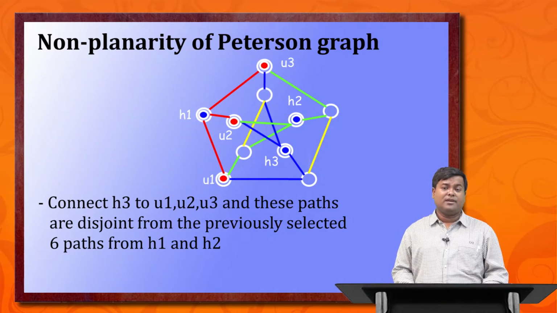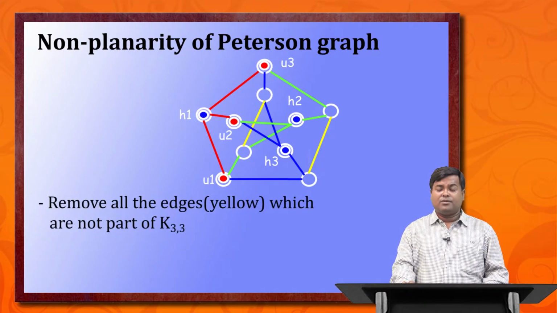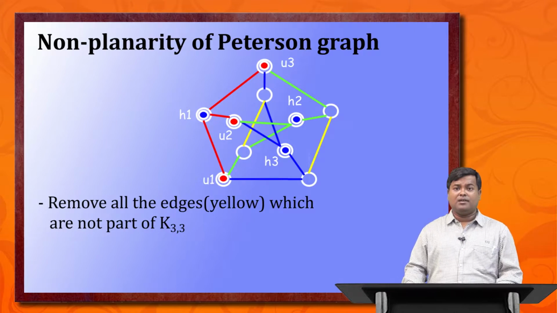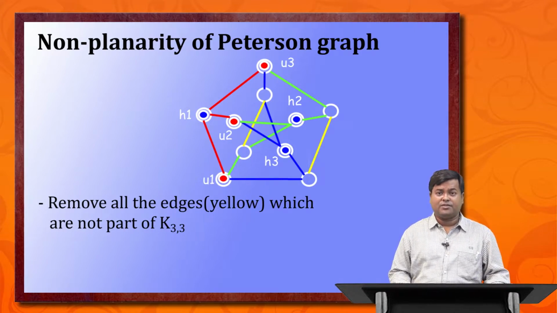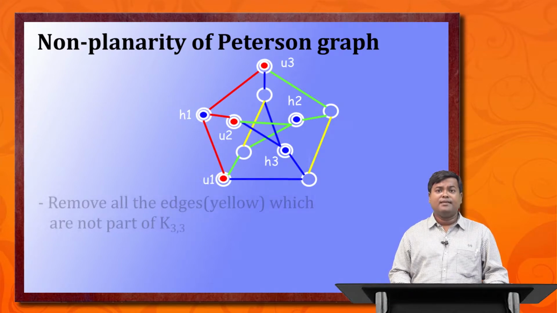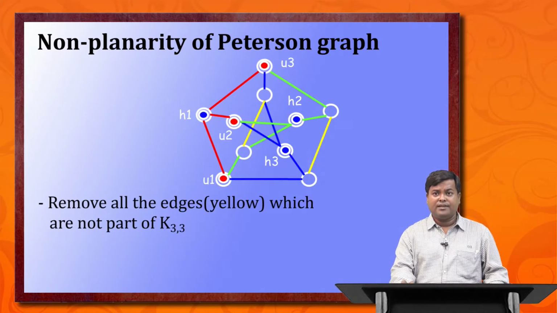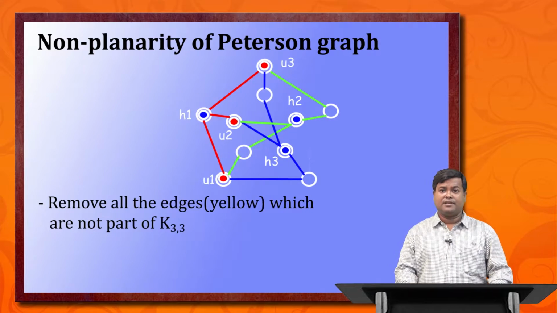We will be able to find that K33 within a few minutes. Now we need to check what are the remaining edges which are not part of K33. There are yellow edges which are not part of K33. So let's remove all the yellow edges.